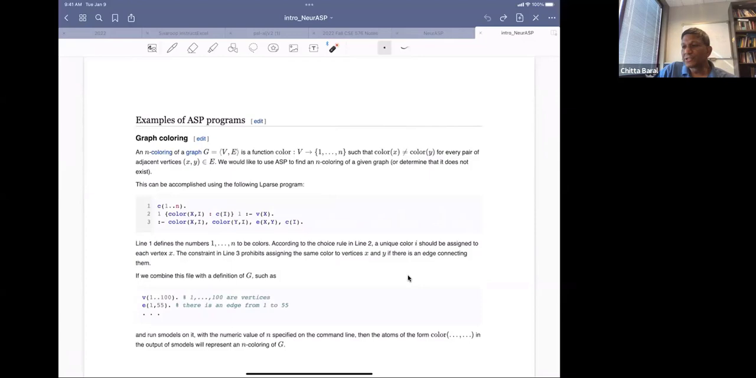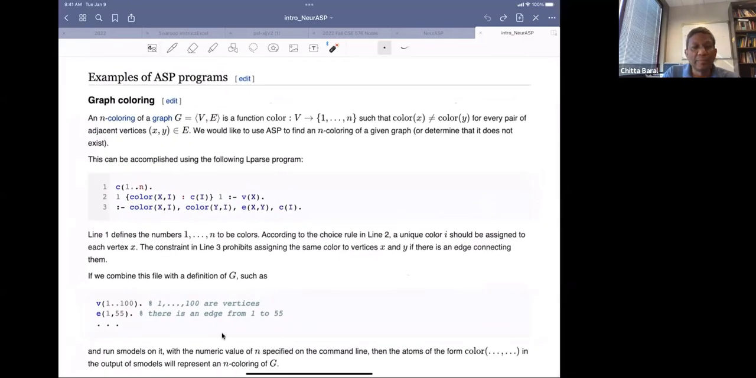So the answer set program for graph coloring would be, you will have facts saying, suppose you have the vertices 1 to 100, and then you have a set of edges saying there's an edge from 1 to 55. So that's how you describe the graph. And now you want to color them. It depends on what kind of coloring. We know that 3-coloring is NP-complete. So suppose you have n number of colors, so you can say color 1 to n.